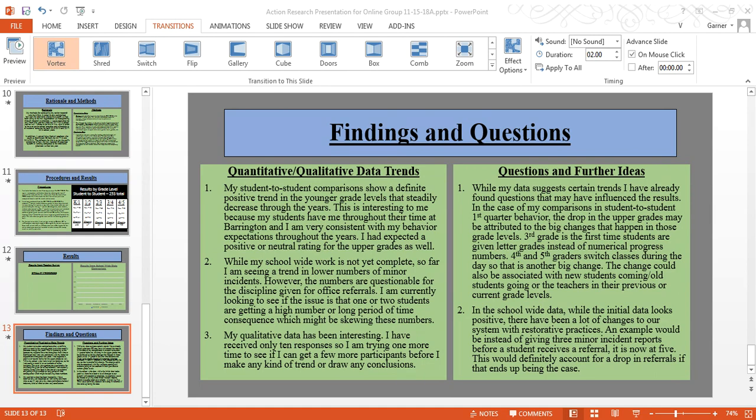I also wanted input from teachers who had taught at Barrington for both these school years, and that was to get the staff's perception on how the new system was working compared to the traditional practices we had used previously. The methods I used were twofold.